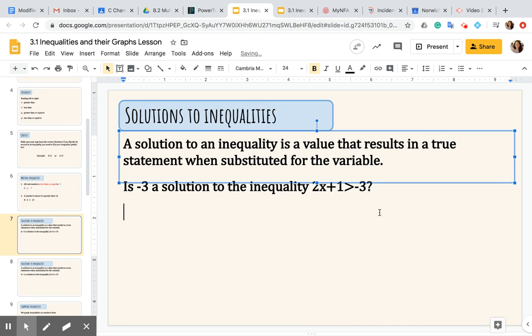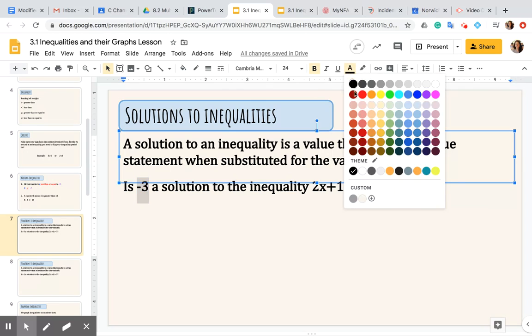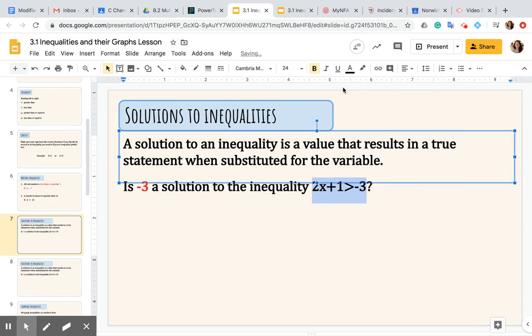That means that if I do a check, if I check this number in this inequality, and it results in a true statement, then that means the number is a solution. So I'm wondering how many people remember how to do checks. I did show you guys when we were solving equations. To do a check, you're going to take the inequality, but instead of an x, you're going to substitute this number. And the best way to substitute it is to use parentheses.